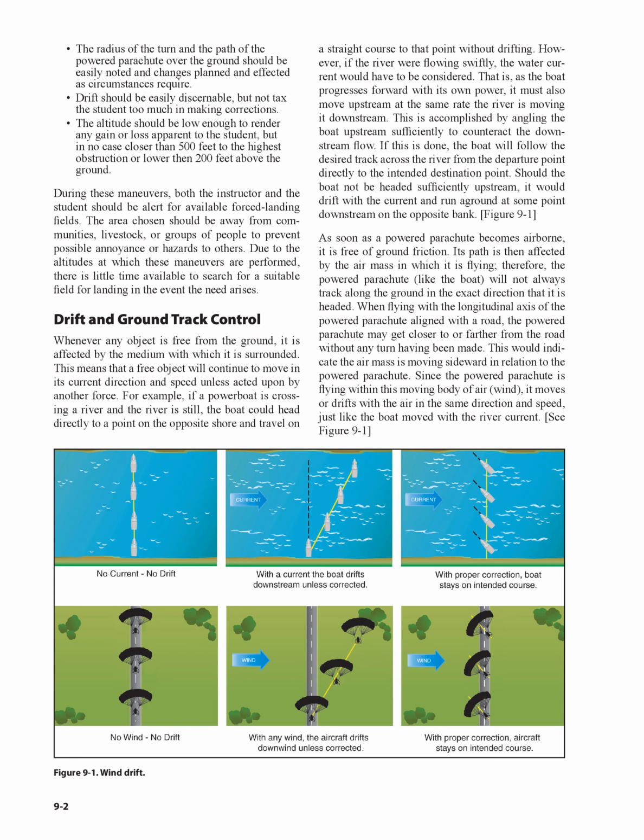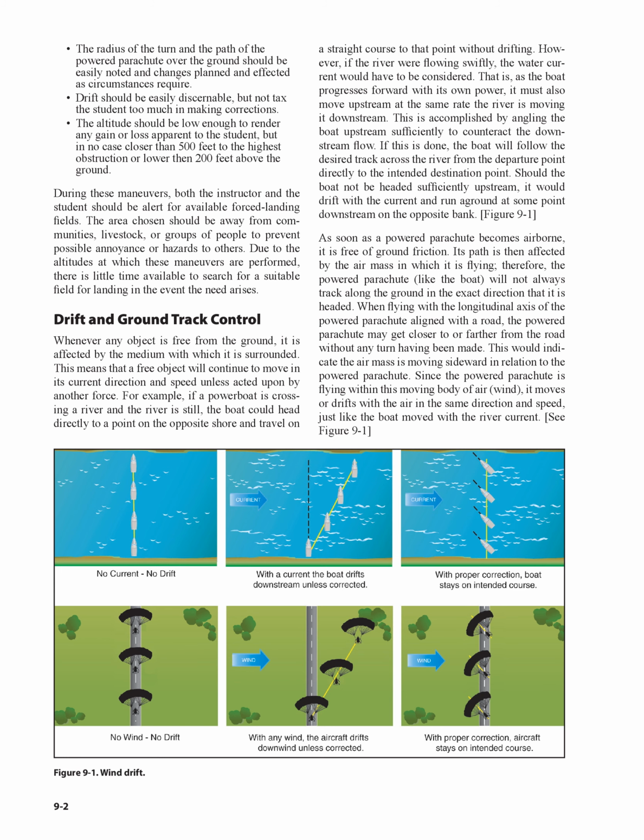However, if the river were flowing swiftly, the water current would have to be considered. That is, as the boat progresses forward with its own power, it must also move upstream at the same rate the river is moving it downstream. This is accomplished by angling the boat upstream sufficiently to counteract the downstream flow. If this is done, the boat will follow the desired track across the river from the departure point directly to the intended destination point. Should the boat not be headed sufficiently upstream, it would drift with the current and run aground at some point downstream on the opposite bank.